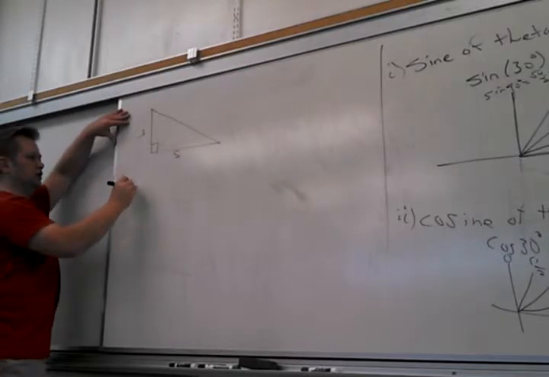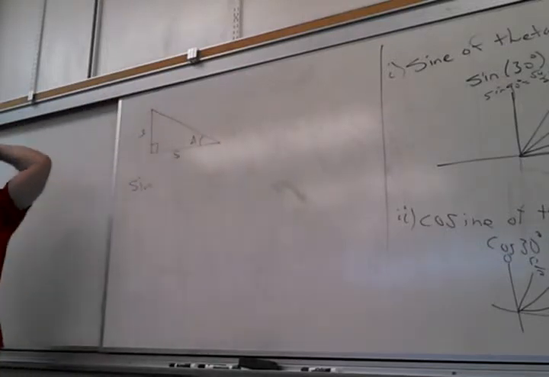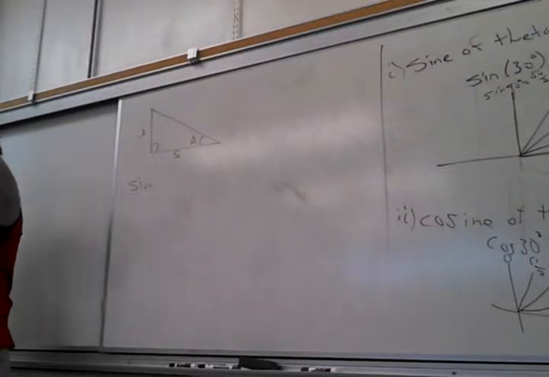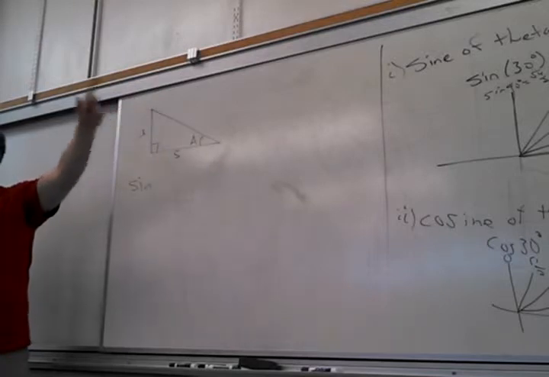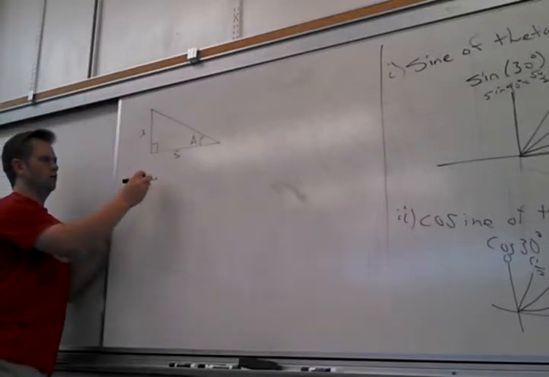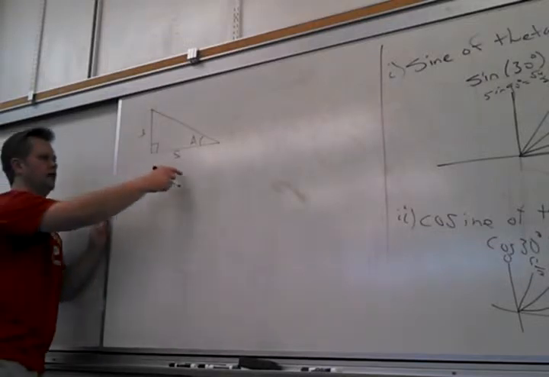So if I ask you, what is the sine? Let me give this a name. Let me call this A, just to be different. We use capital letters for angles. You've seen that in geometry, hopefully. But we also use theta sometimes. So what's sine of A? What do I have to know to figure out sine of A? What's sine of A defined to be?